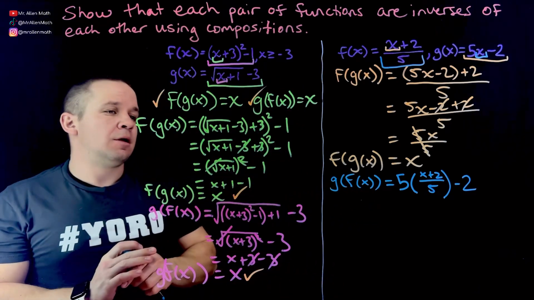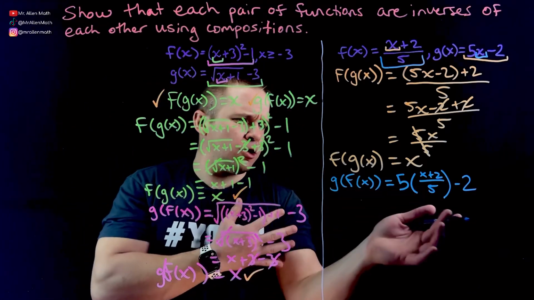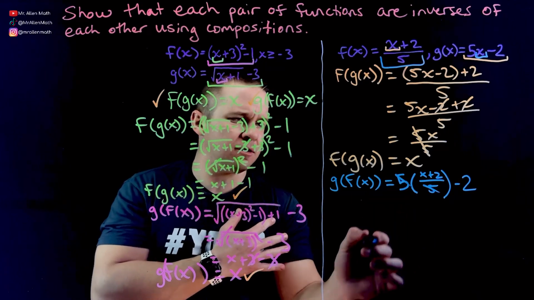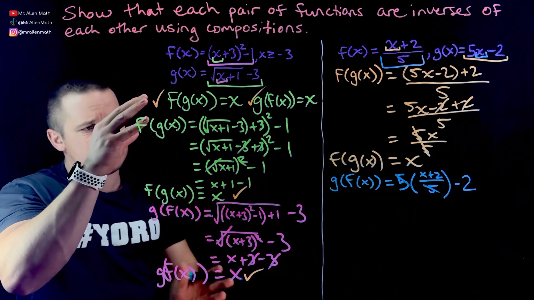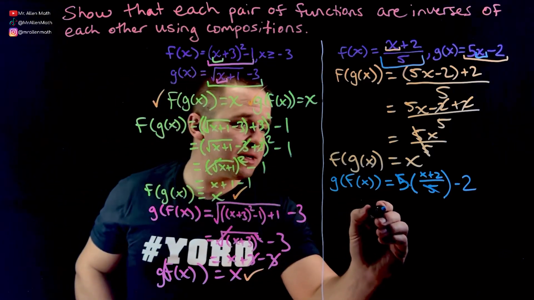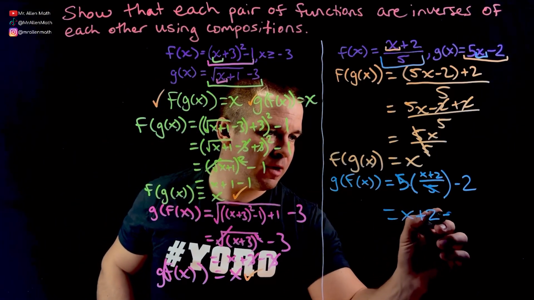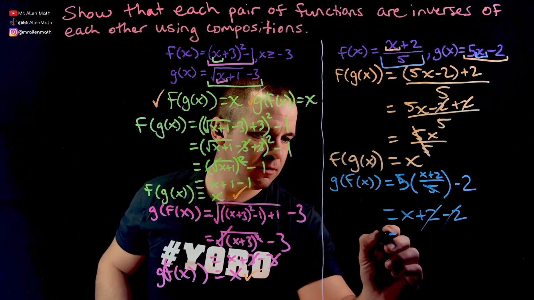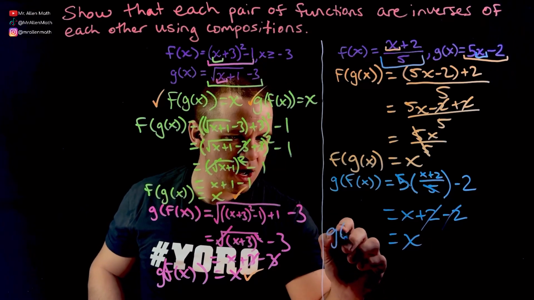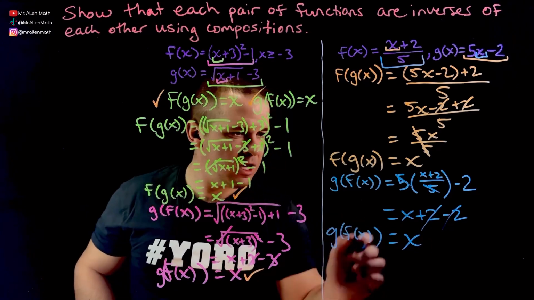Now with these parentheses here, what's going to occur with the 5 and the 5? Those are going to cancel, because it's 5 in the numerator and 5 in the denominator. They divide out, and I've got myself x plus 2 minus 2. The 2's cancel. We've got x. So g of f of x equals x.